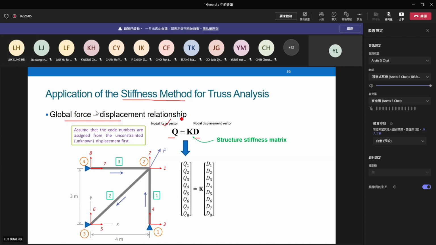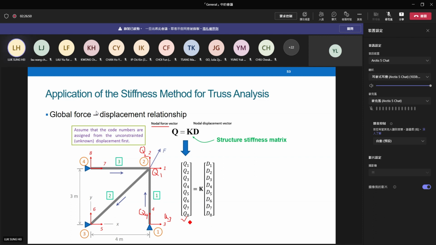What are they? Q1, Q2, Q3. What is Q1? Q1 means the possible force applied along direction 1. Q2, the possible force applied along direction 2, and so on. Q3, Q4, Q5. Q actually means the corresponding nodal force along that particular direction: 1, 2, 3, 4, 5, 6, 7, 8. We express them symbolically, so we have this nodal force vector, Q1 to Q8. We have a total of 8 degrees of freedom, 8 numbers.